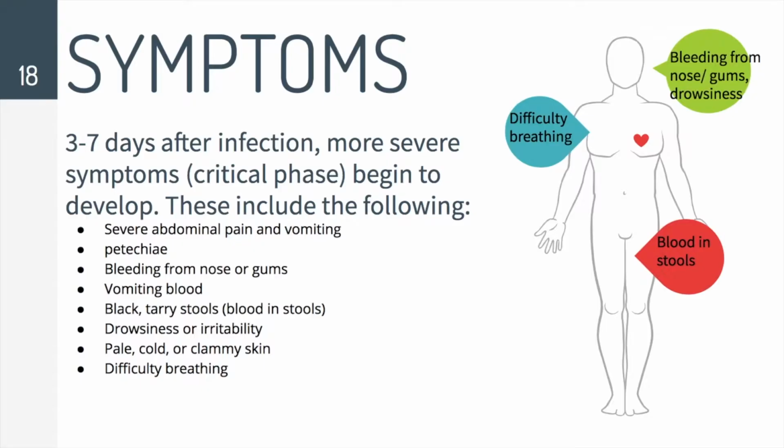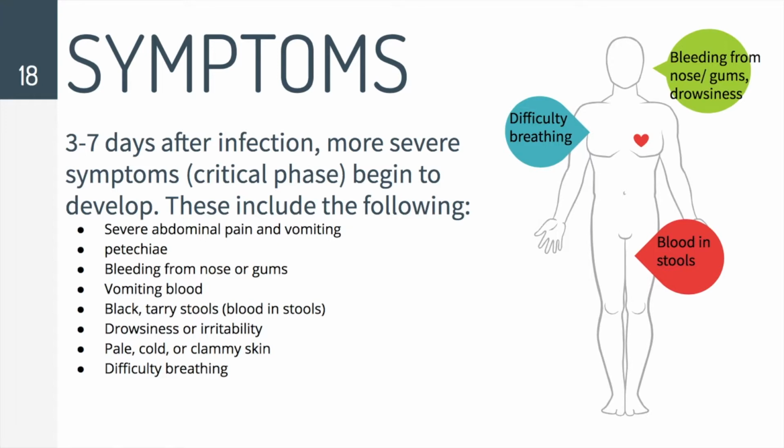So now we're going to look a little bit more into the critical phase, or the more severe symptoms that we see after around 3 to 7 days after the original infection. So we see severe abdominal pain and vomiting, petechiae, bleeding from the nose or gums, vomiting blood, black tarry stools, drowsiness or irritability, pale, cold, clammy skin, and difficulty breathing. We also see that this is kind of really characteristic of that critical phase, that more severe dengue fever that many people get.